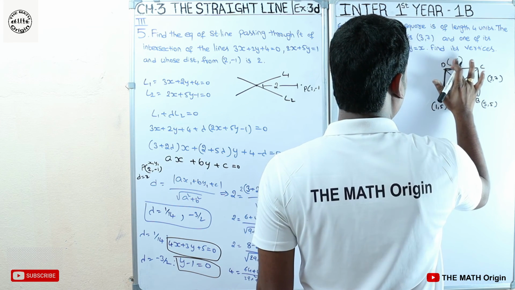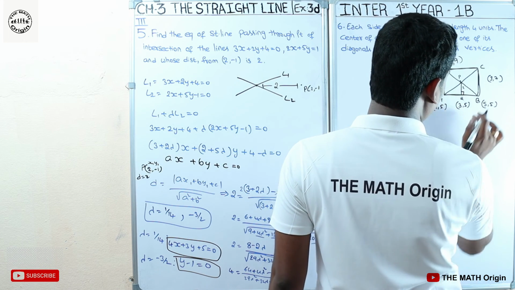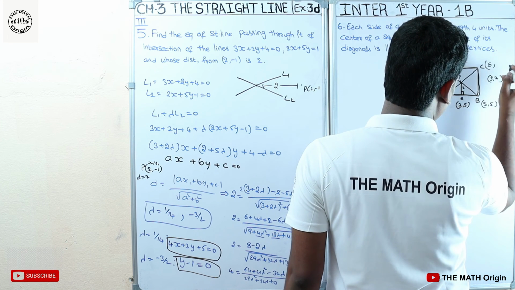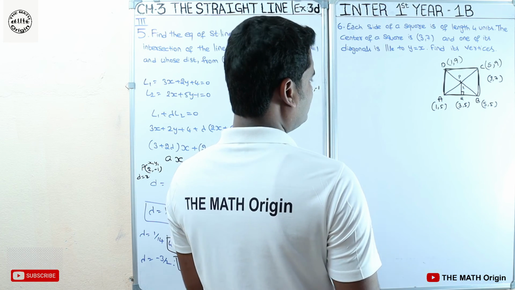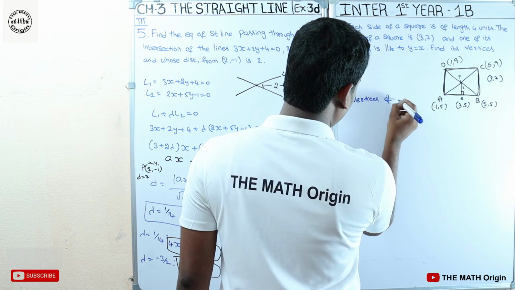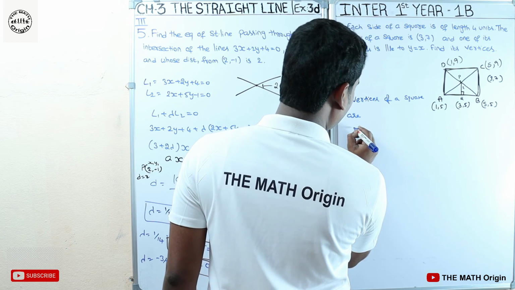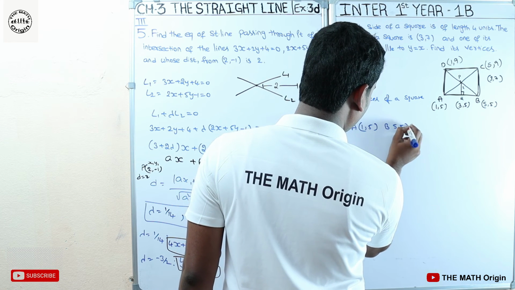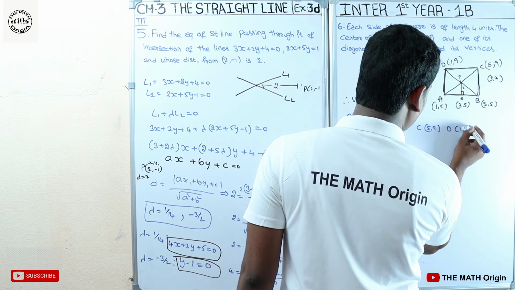Sorry, so it will be the y coordinate, right? So it will be 1, 9, and here the C value will be 5, 9. Okay, therefore, you said find its vertices. Therefore, the vertices of the square are A(1, 5), B(5, 5), C(5, 9), and D(1, 9).